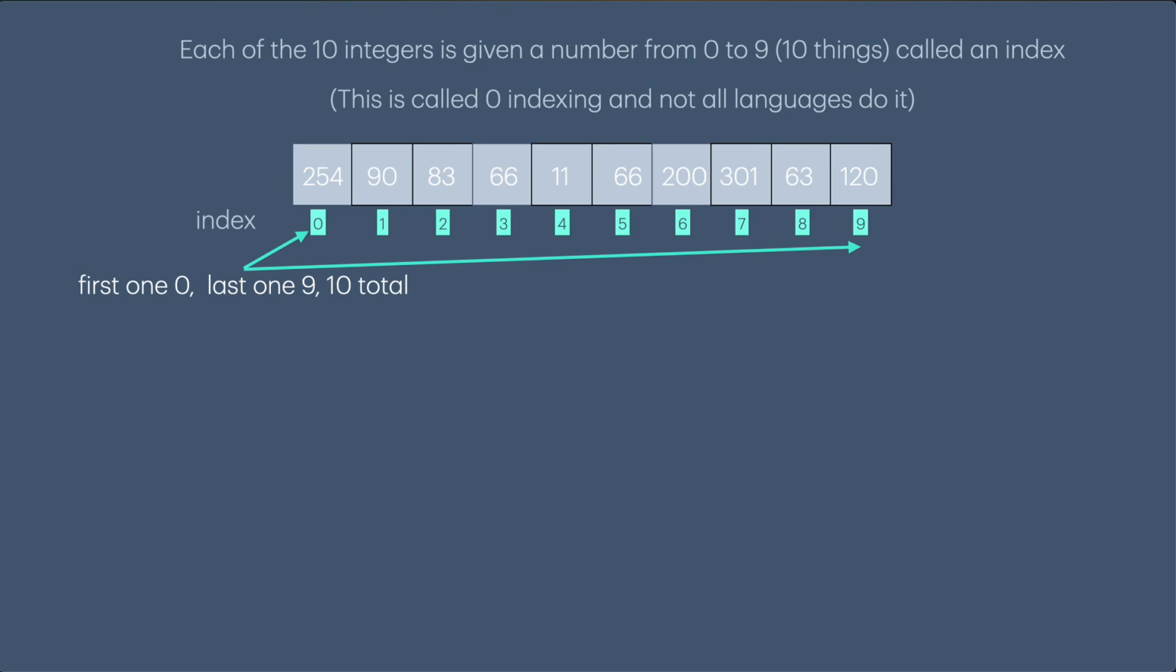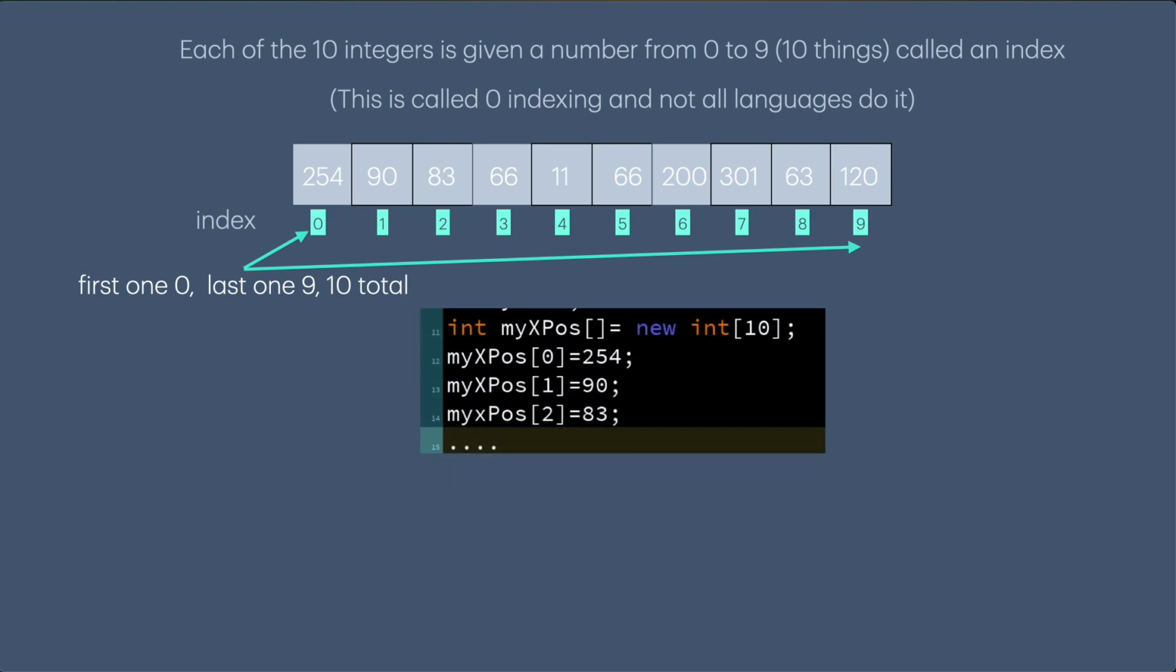To get a particular integer, we merely put the number 0 through 9 inside the square brackets after the array variable name. In this case, we've created an array of 10 integer values named my x position, and the first integer value can be found at my x position 0, and we set that equal to 254. The next integer value can be found at my x position 1, and we set that equal to 90. The next can be found at my x position 2, and we set that equal to 83. Excuse me, I made a typo here; there should be a capital X, etc., etc.